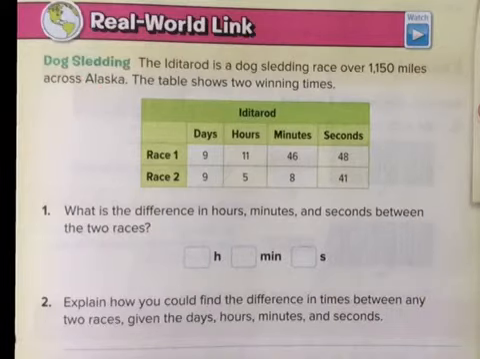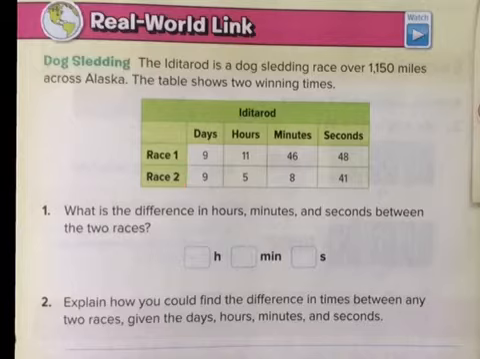Dog sledding. The Iditarod is a dog sledding race over 1,150 miles across Alaska. The table shows two winning times. Race 1: 9 days, 11 hours, 46 minutes, 48 seconds, and race 2: 9 days, 5 hours, 8 minutes, and 41 seconds. Race 2 was much faster by about 6 hours if you compare the hours. We look for the difference between 5 and 11. What is the difference in hours, minutes, and seconds between the two races?